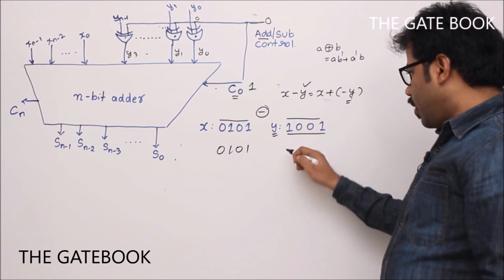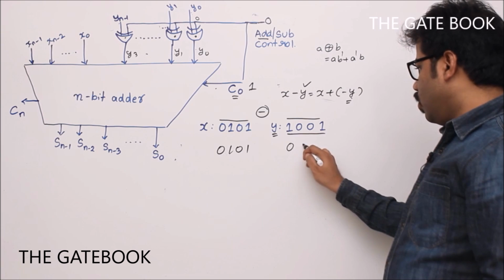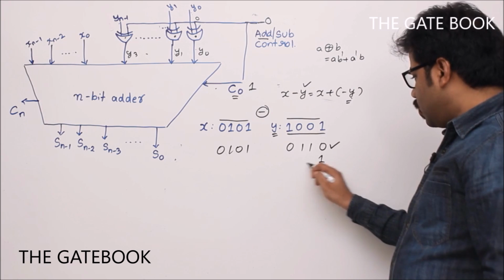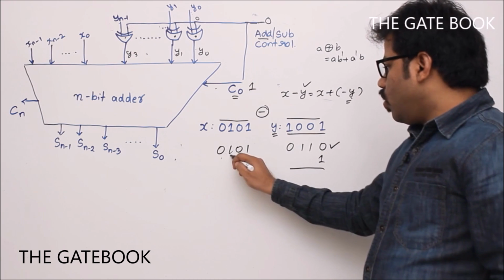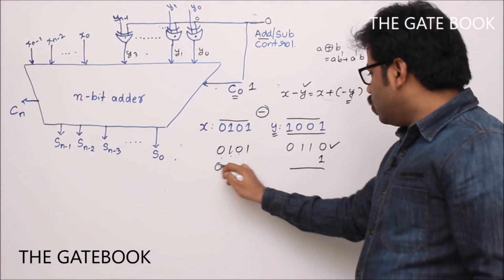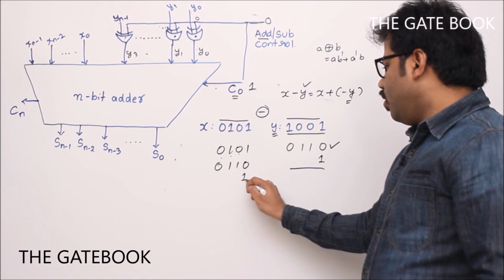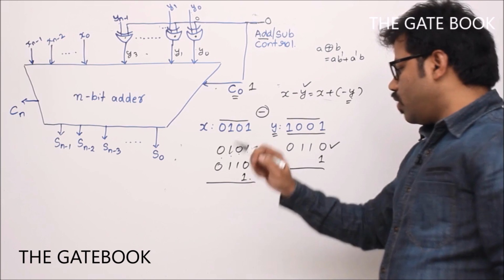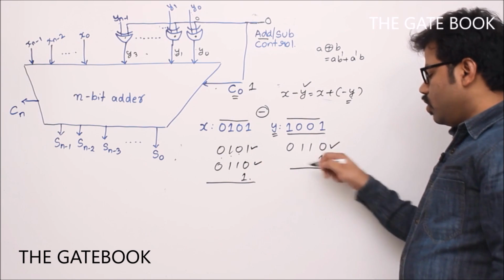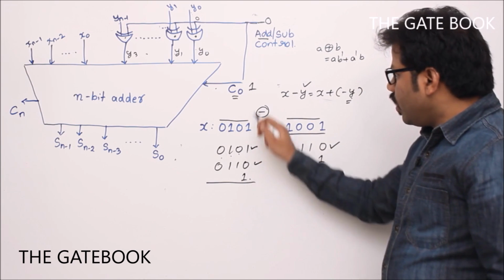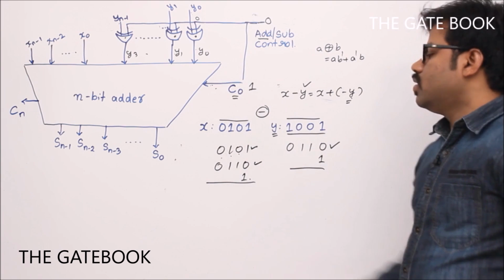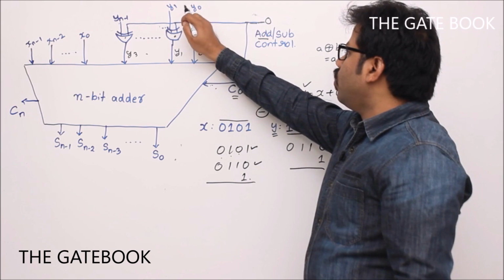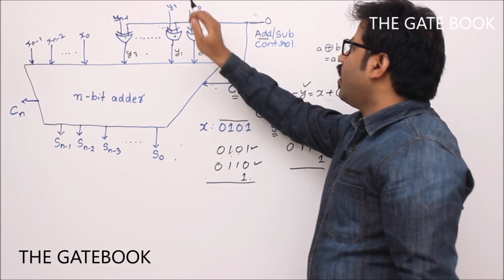How to do the 2's complement of y? First the 1's complement, that means bitwise complementation, 0 1 1 0. This is one step. Then we have to add plus 1. So overall 0 1 0 1 is to be added to 0 1 1 0 and plus 1. That means we have to add this one and plus 1, right? Recall, we know this story. So this plus 1 is coming from here, from C naught.